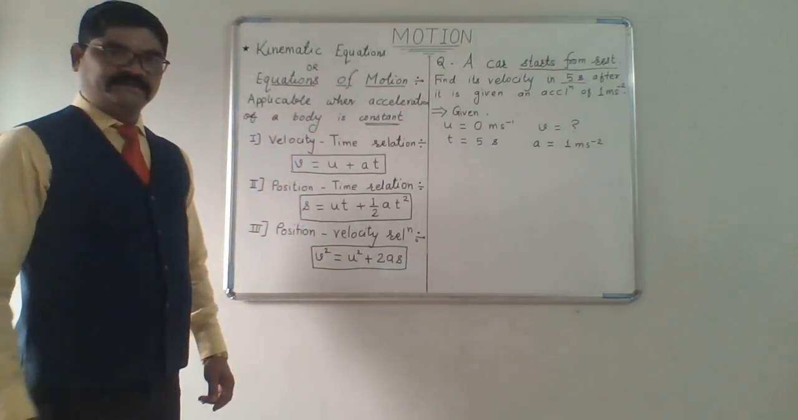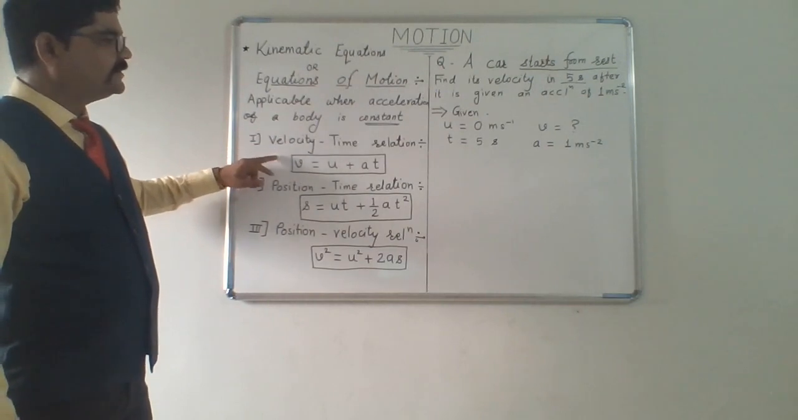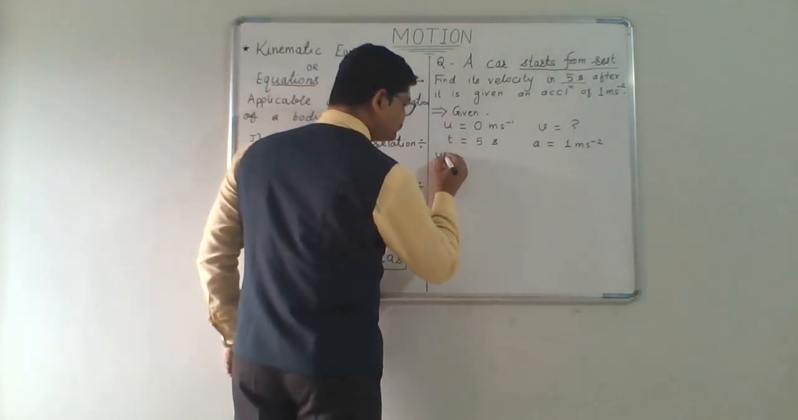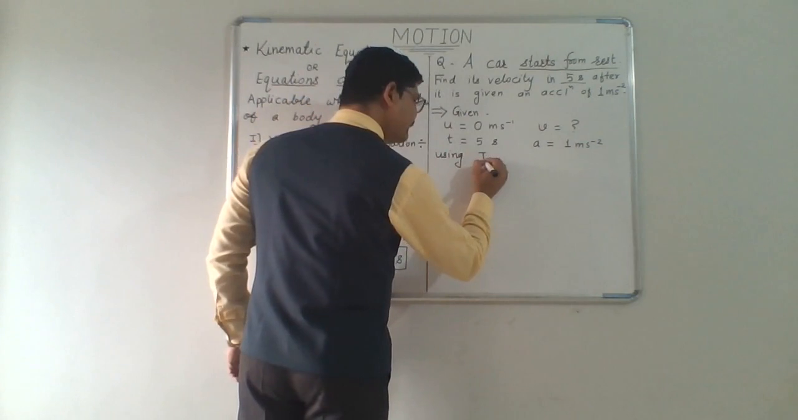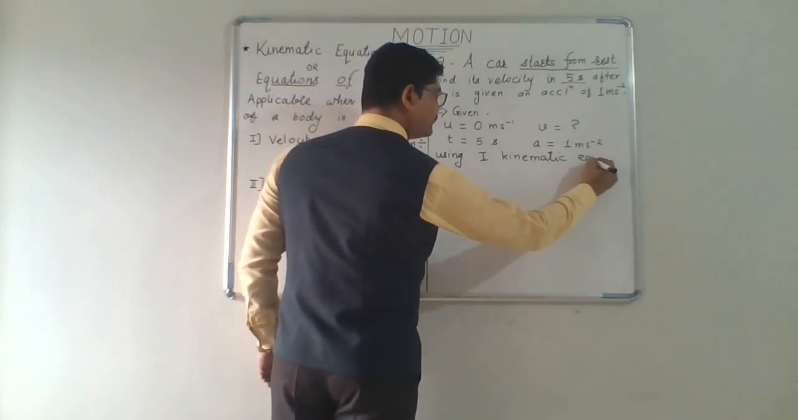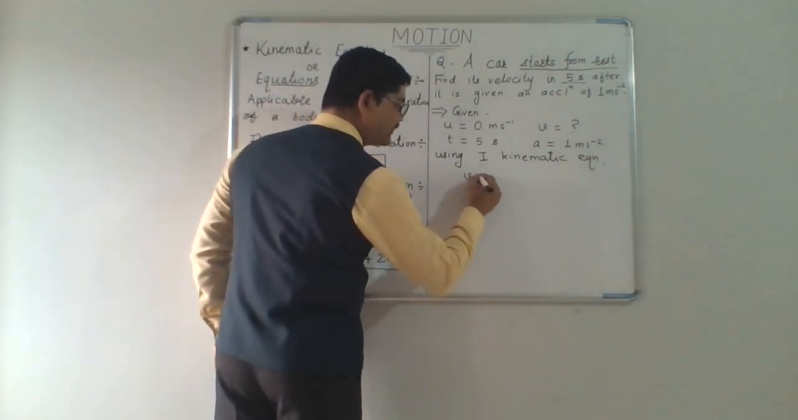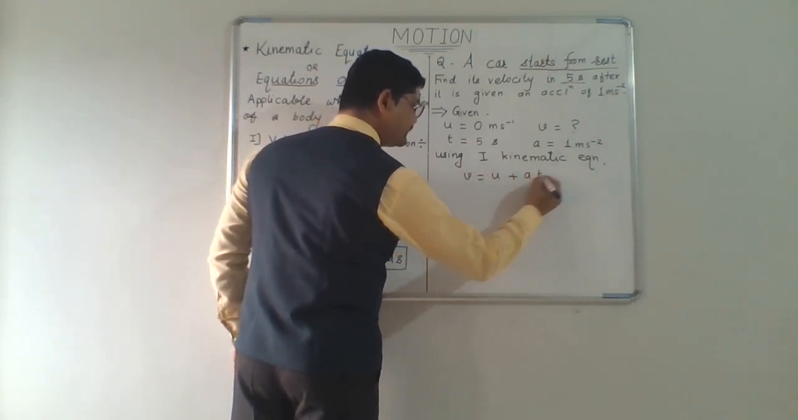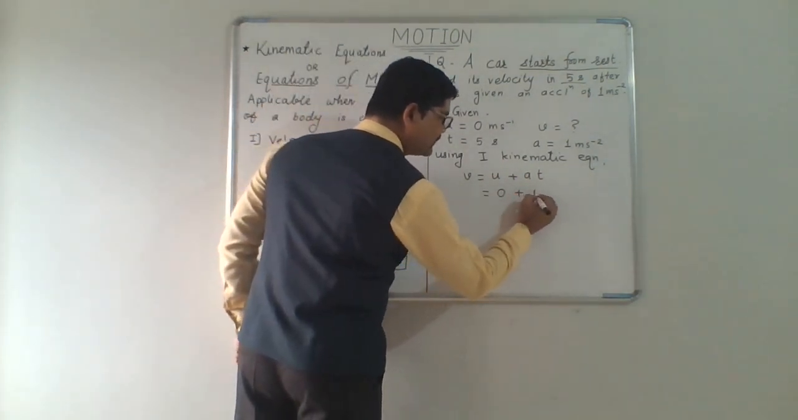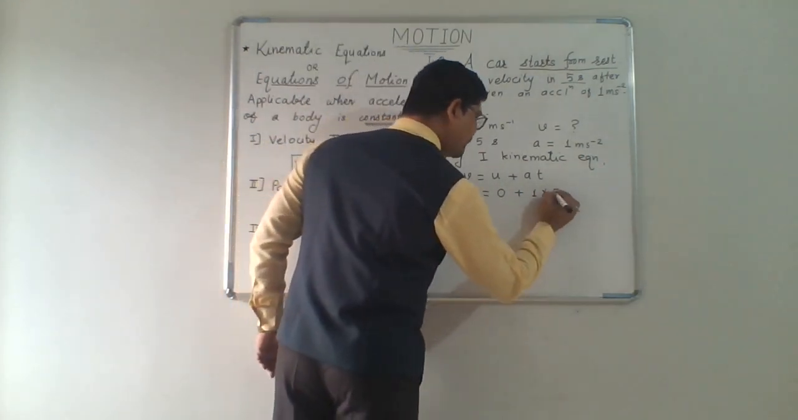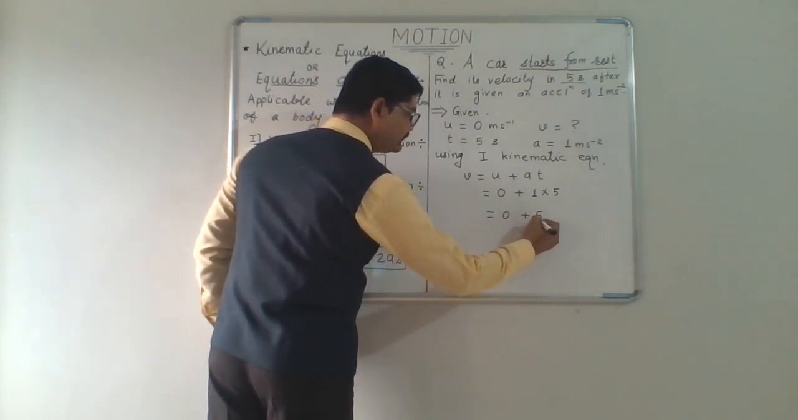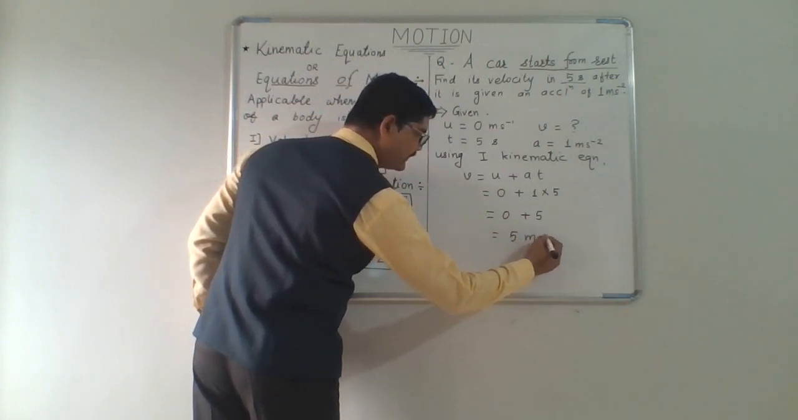Which equation can we apply here? Yes, we can use the velocity-time relation, V equals U plus A into T. So using the first kinematic equation, we get V equals U plus A into T. Initial velocity is 0, given to us, plus acceleration is given, 1, into time is given, 5 seconds. The final velocity will come 0 plus 5, that is 5 meter per second.